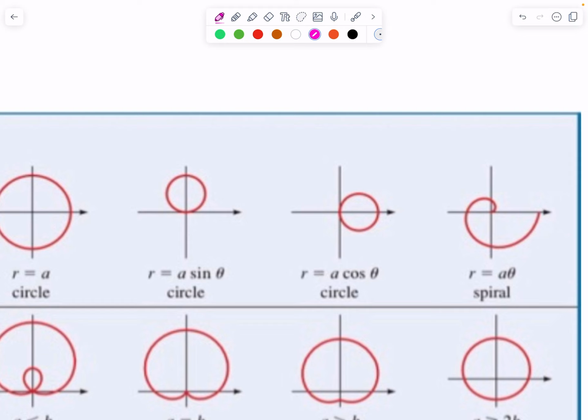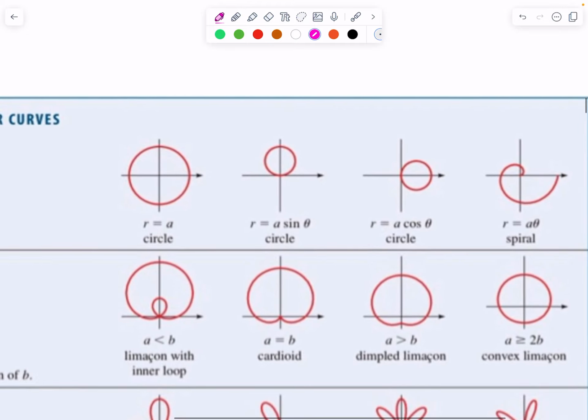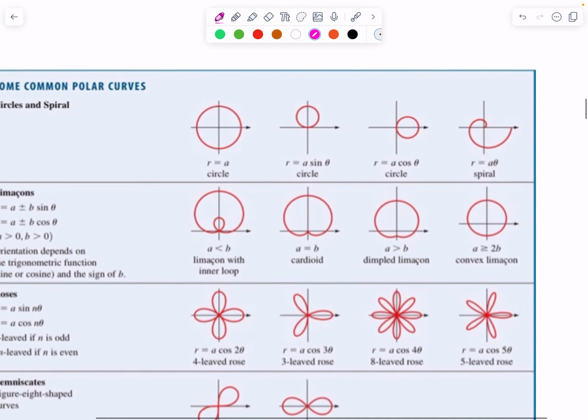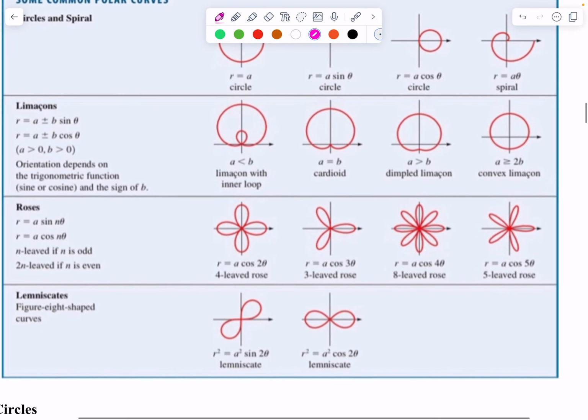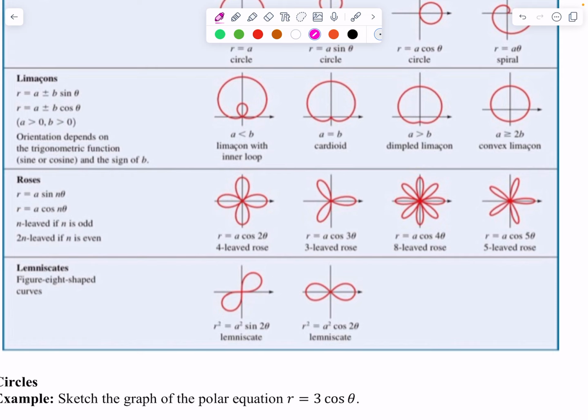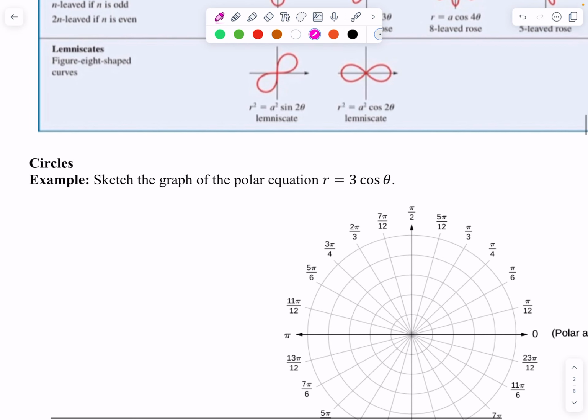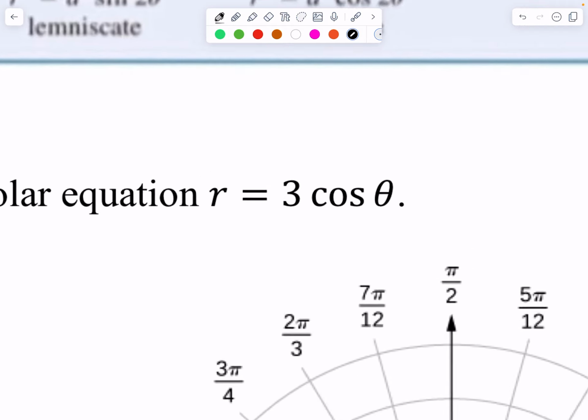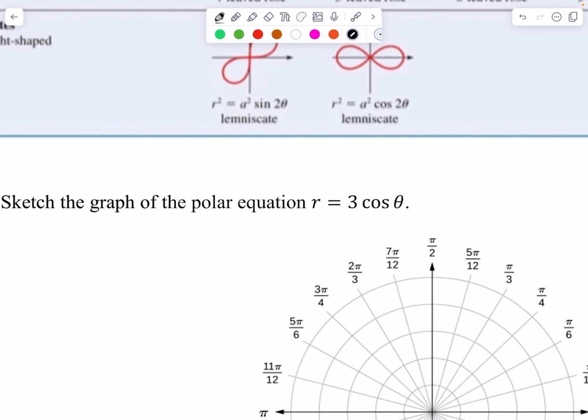So if sine is in the equation, so r equals a times sine theta, then that's going to be a circle that is symmetric about the vertical axis, whereas r equals a times cosine theta will be a circle that's symmetric about the polar axis. Okay, and then we'll check out some of the limaçon family, the roses, and lemniscates. Okay, so we're going to use what we already know to help us with graphing these polar curves, okay? So r equals 3 times cosine of theta.